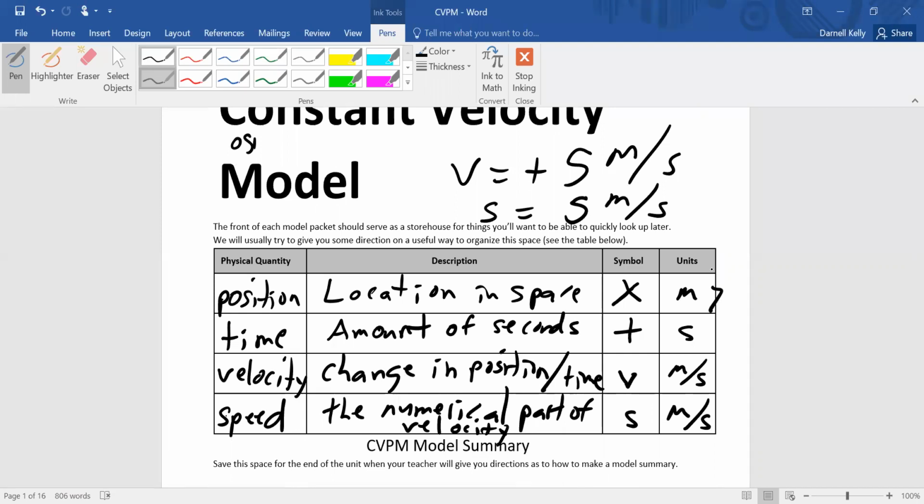We will usually try to give you some direction on a useful way to organize the space. So this is just basically, okay, I'm brainstorming, what can I measure? The physical quantity we talked about so far is position. You should now be reminded that a position is a location in space. Its symbol is X and the units are meters. So let's write this up. We have position, location in space, symbol X, measured in meters. Some form of meter, it could be centimeters.